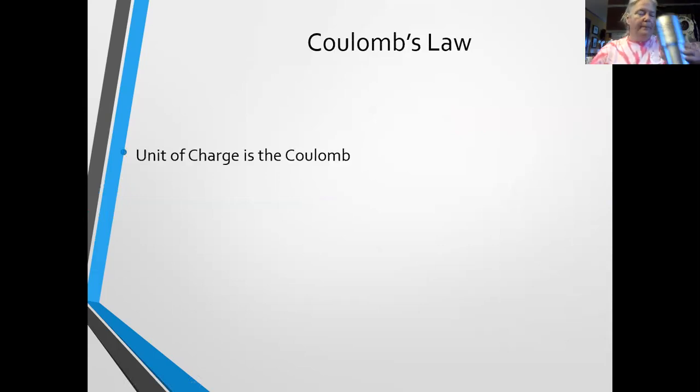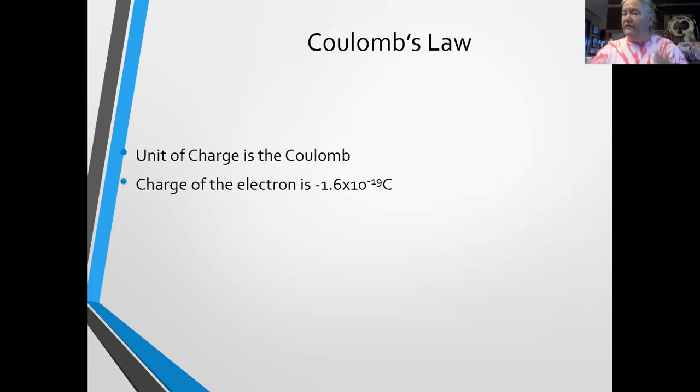Now, Coulomb's law measures charge in a unit called the coulomb. A coulomb is a huge amount of charge, okay? The unit of charge for one electron is 1.6 times 10 to the negative 19 coulombs. So one electron has a tiny little amount of charge, and we put a negative sign on it because that's the charge of the electron. The proton will have 1.6 times 10 to the minus 19 coulombs also, but it would be a plus amount.